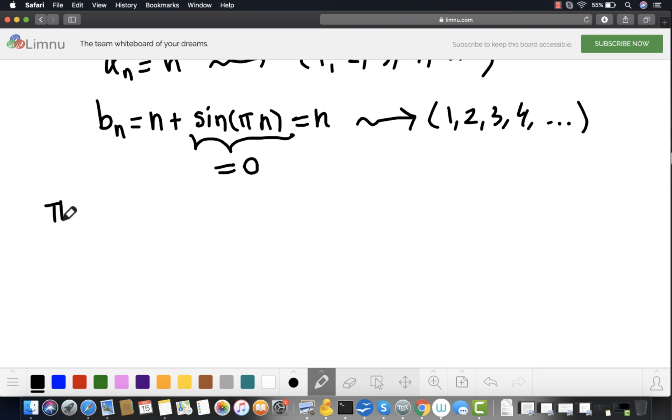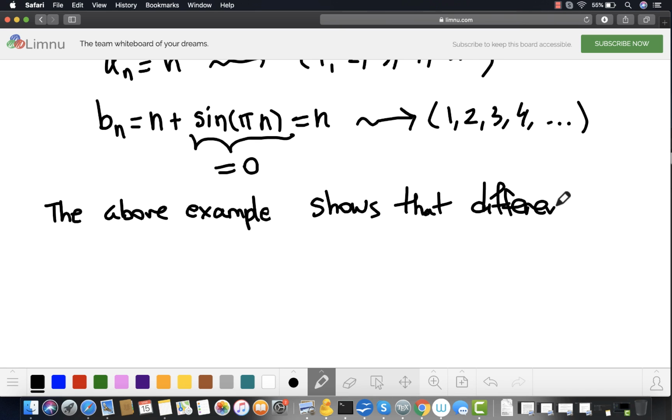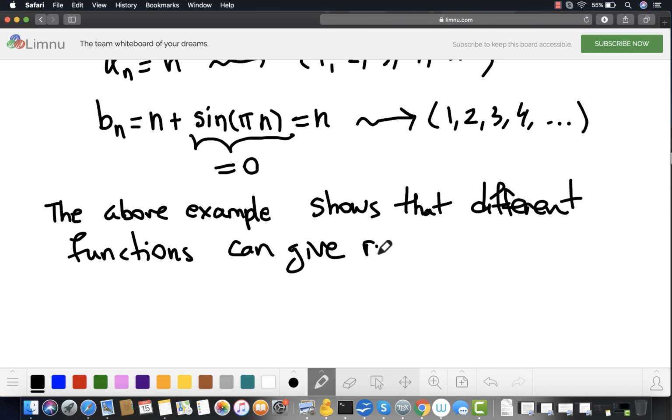So the above example shows that different functions can give rise to the same sequences.